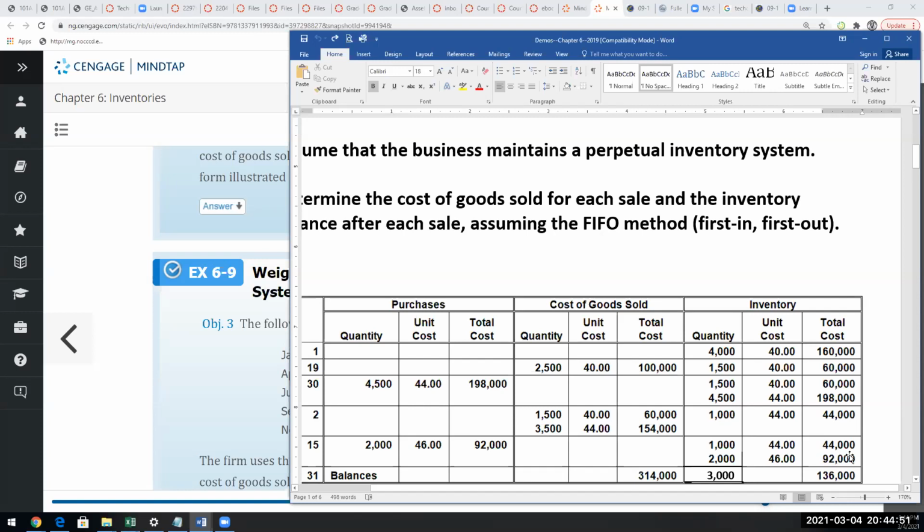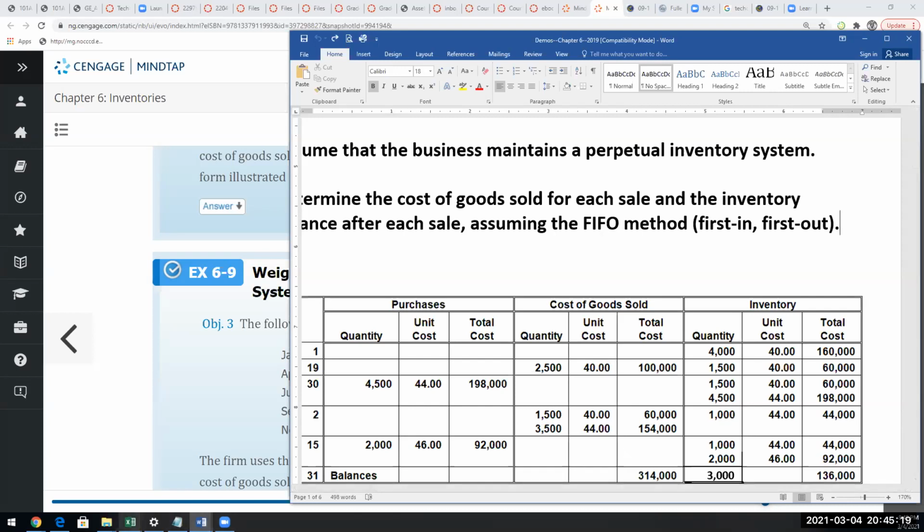We only have two piles left over, right? We've got the $44 one or the $46 one. The $40 ones are gone because it's FIFO. We sold enough. You can see how many things we sold. We only started with 4,000, and we sold 25, so there's 4,000 right there. They're gone, right? And then we went a little bit more. So obviously the old stuff is completely gone.